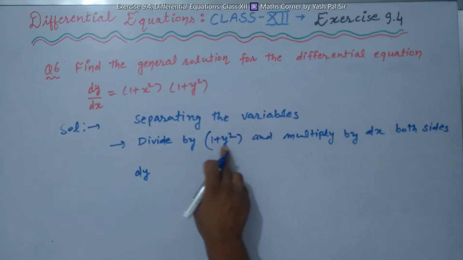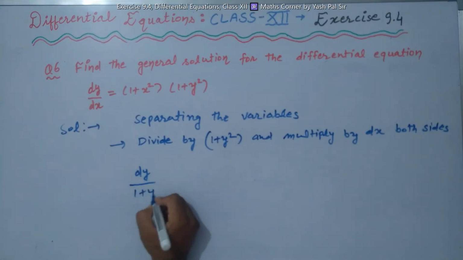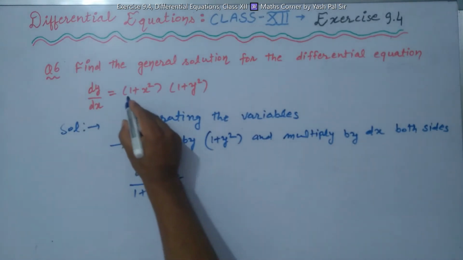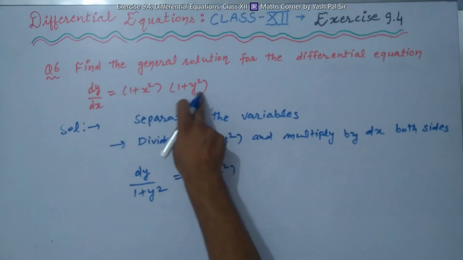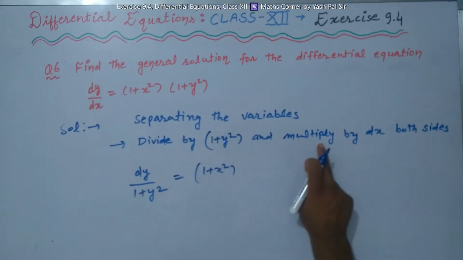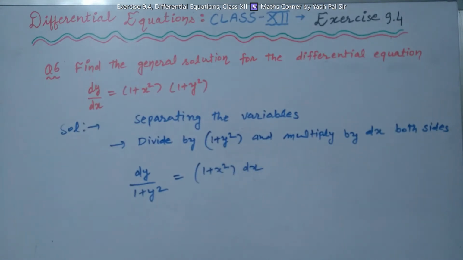Next we are dividing by 1 upon 1 plus y square, so this becomes 1 plus y square in the denominator. Similarly in right hand side, this is 1 plus x square, also we divided by 1 plus y square, so this will get cancelled. Next we multiplied by dx, so this dx will come here. So this way left hand side contains only terms in y, right hand side contains only terms in x. So this way variables are separated.